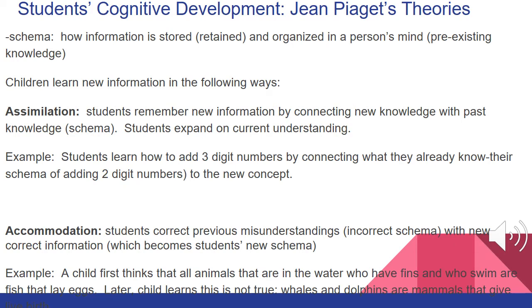And so they're later taught that fish lay eggs. However, later, students have to accommodate new information. They have to correct the misconception that all things that swim in the water and have fins lay eggs, because in fact, whales and dolphins are mammals. They are not technically fish, and they give live birth. They even nurse their young with milk. And so a child might not necessarily know that, but eventually, through schooling and through learning, they accommodate and correct that misconception that everything that's in the water that swims and has fins has to lay eggs.